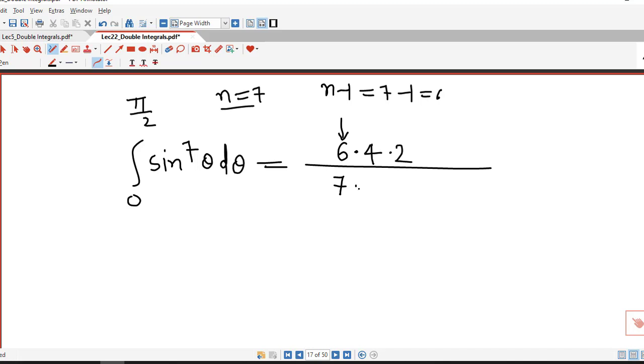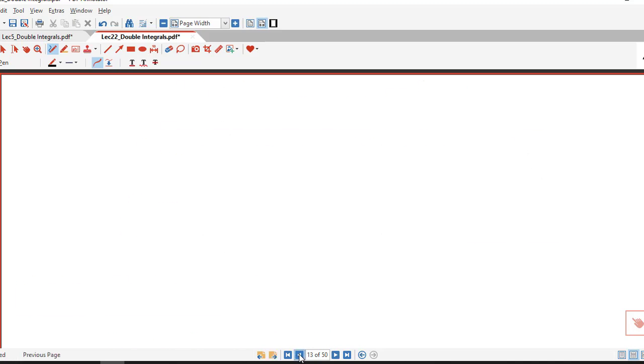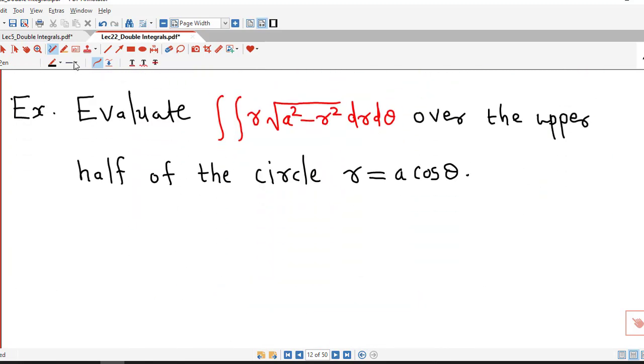Similarly, we continue subtracting 2 from 7, and then from 5, and then from 3. So here the first factor is odd, so I stop when I obtain 1, and here the power of this sine is odd, so I put k equal to 1. So in this way we can easily find this type of integral, provided limits are from 0 to pi by 2 and we have either a sine or cosine function. So we require this reduction formula in our problem of double integral. So let's start with this problem.